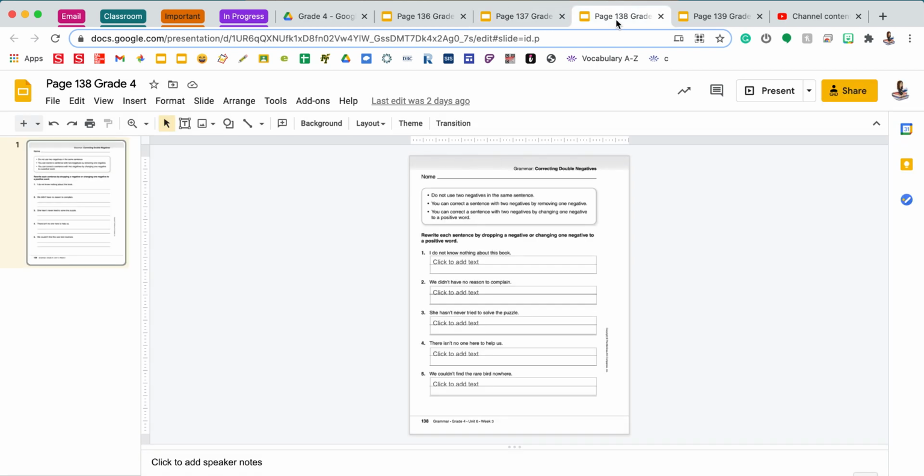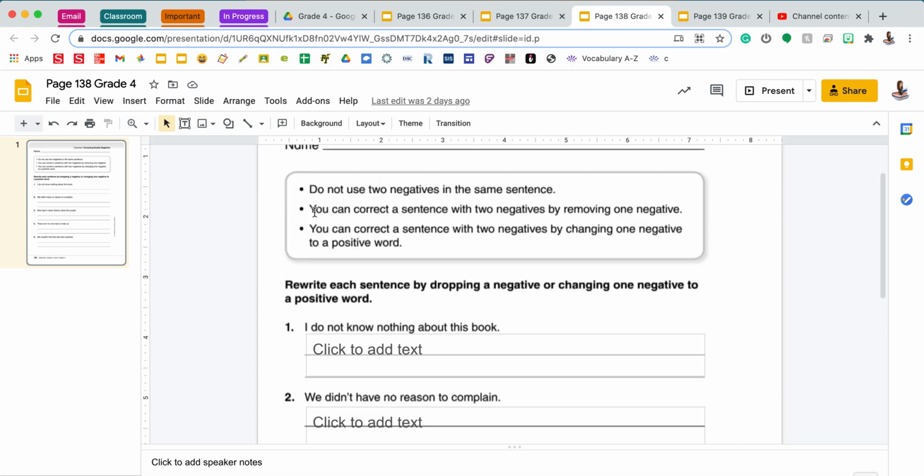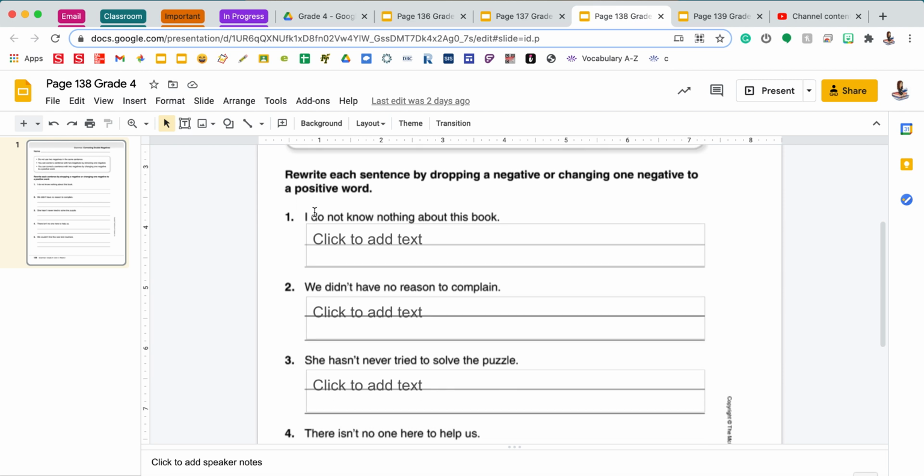Your next page is page 138. On this page, we're looking at correcting double negatives. So the box at the top reads that we do not use 2 negatives in the same sentence. We can correct a sentence with 2 negatives by removing one of them. And you can correct a sentence with 2 negatives by changing one negative to a positive word. So we're either going to be removing a word or changing a word on this page.